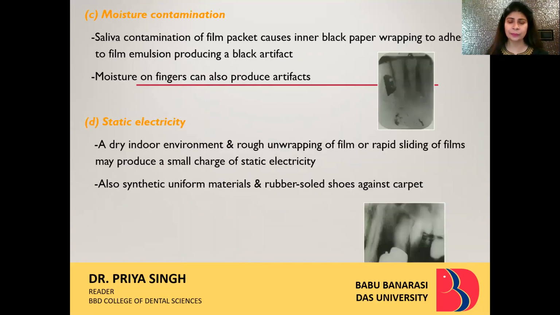Moisture contamination. Now, at times everything is done properly, but you have not preserved the image properly. You have not dried the image before placing it in the packet. Saliva contamination of the film packet causes the inner black paper wrapping to become soggy. Film emulsion produces a black artifact. As you can see here, you can see a black artifact. Moisture on finger can also produce artifact. So I've conveyed to you earlier also, our fingers, our hands, the holder with which we are holding, everything should be dry and clean.